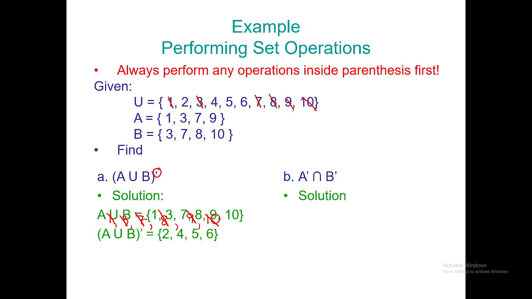What is A complement? Okay, look. I will remove these numbers from the universal set. What will be left if we remove 1, 3, 7, and 9 from the universal set?